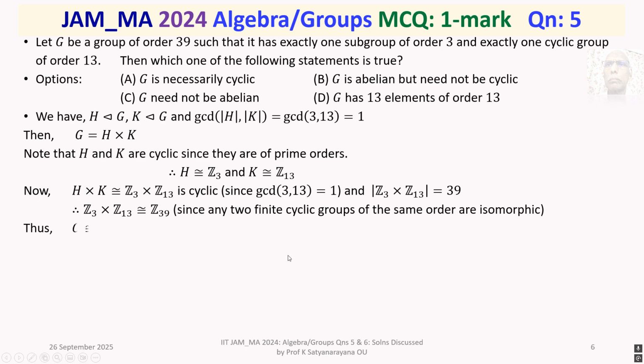So that's what happened. G is isomorphic to Z39, where Z39 is cyclic. Therefore, G is necessarily a cyclic group. Therefore, option A is true.